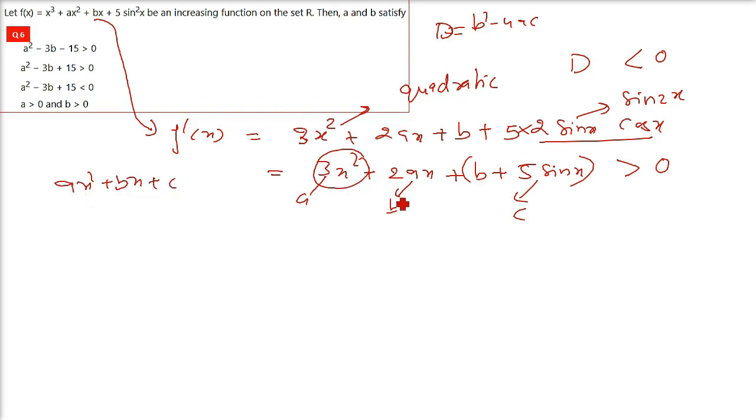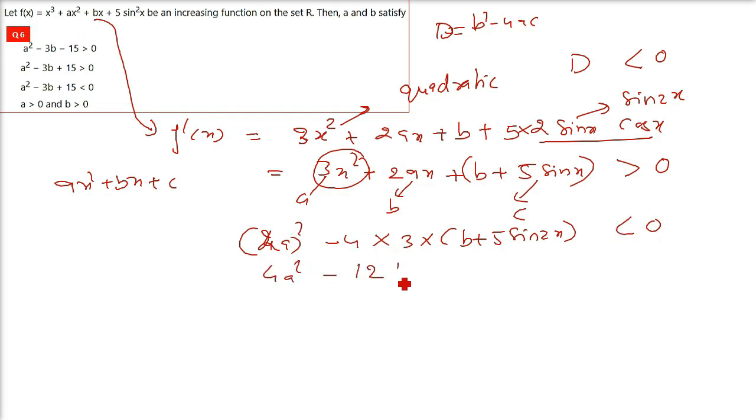So ax square plus bx plus c. So we have b square minus 4ac. This is 2a whole square minus 4 into a is 3, and then c is b plus 5 sin 2x. So I've just changed it as sin 2x. It should be less than 0. So 4a square minus 4 into 3 is 12, and just multiply inside, 12b, and minus 5 into 12 is 60 sin 2x. This should be less than 0. Okay, now let us divide everything by 4 so that you get a proper equation which resembles the solution. You get a square minus 3b minus 15 sin 2x. This should be less than 0.